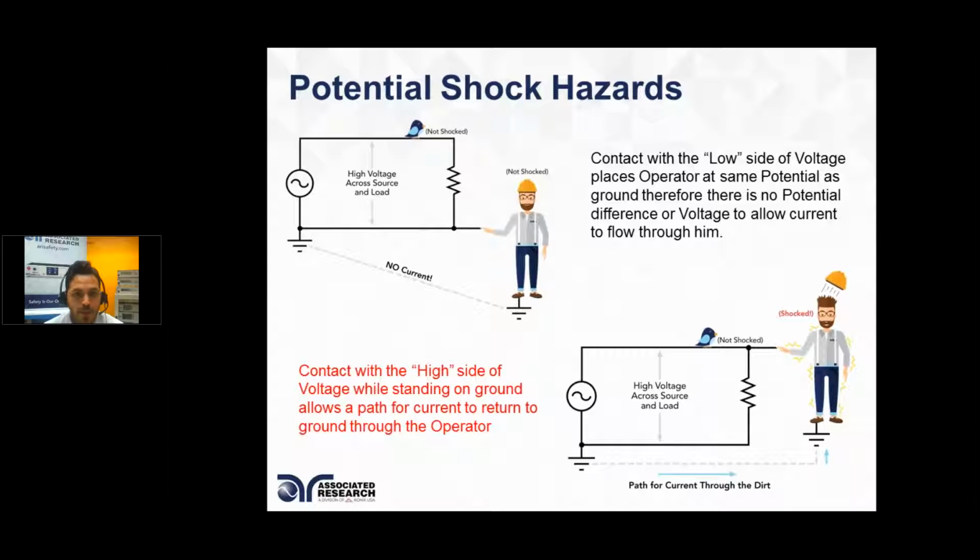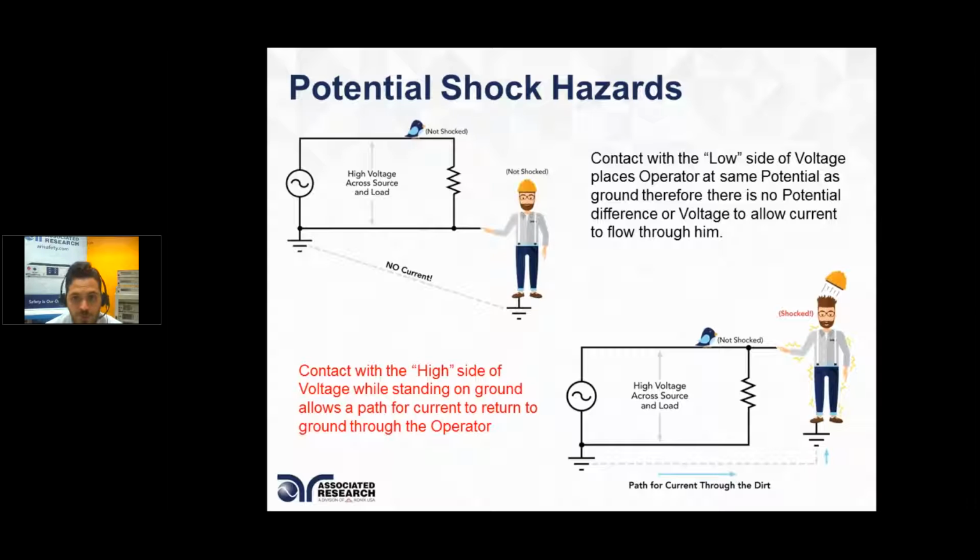Now, we have our operator here who's also not being shocked, although he is standing on the ground, but that's because he's in contact with the low side of voltage, right? You can tell this source, whatever this power source is, whether it be a power source that you buy from APT, or whether it be a power line, right? He's in contact with the low side, which is reference to Earth. So in essence, there's no potential difference across him, right? Both points are at 0 volts. So there's just no electric field there. There's no voltage to drive current through him.